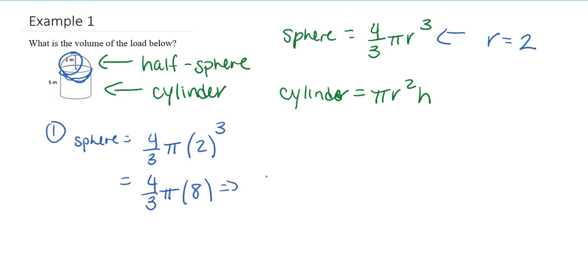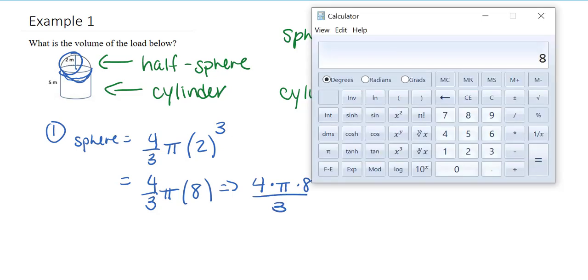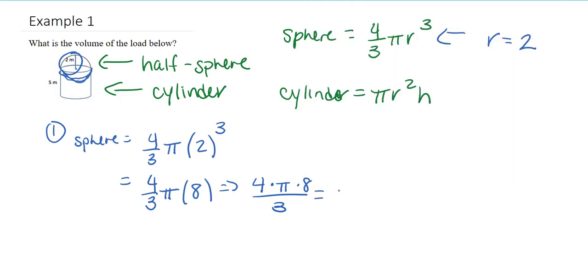So what does that really look like? It looks like 4 times pi times 8 divided by 3. So we take 8, times 4, times pi, and we get 100.53. Then let's divide that by 3, and we get 33.51, and this is meters cubed.